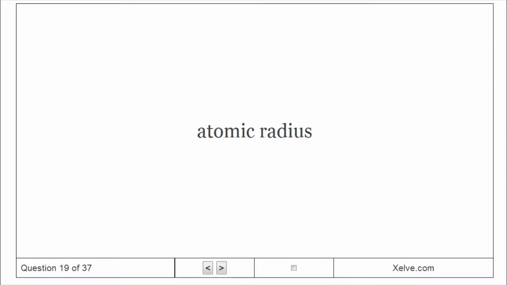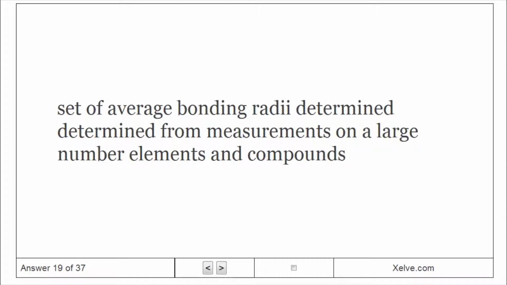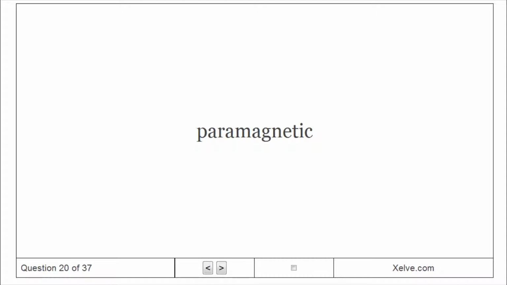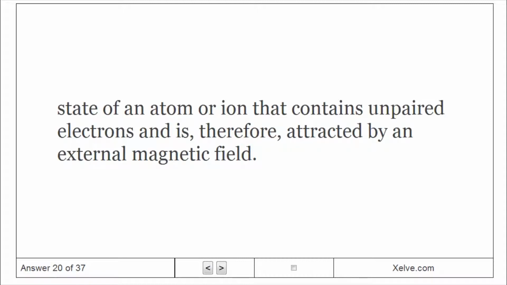Atomic radius. Set of average bonding radii determined from measurements on a large number of elements and compounds. Paramagnetic. State of an atom or anion that contains unpaired electrons and is, therefore, attracted by an external magnetic field.